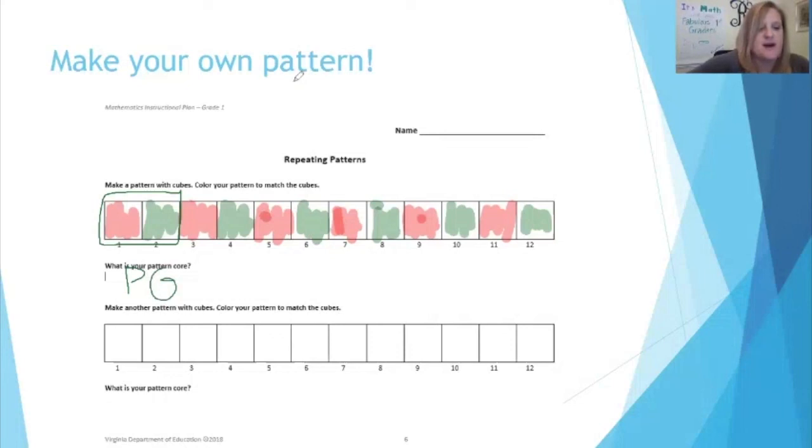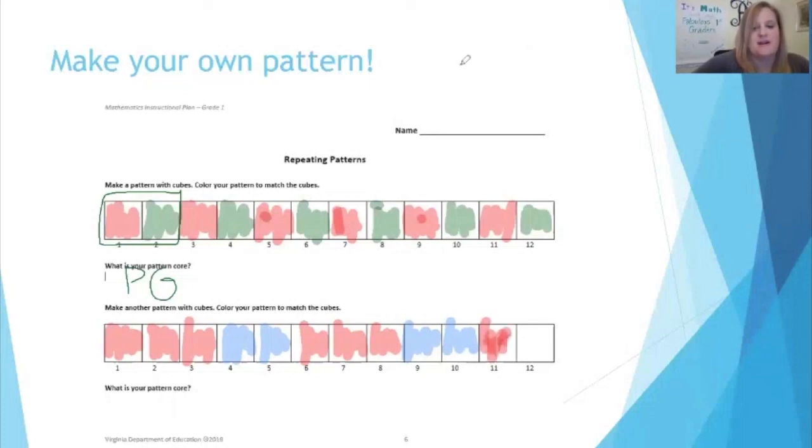This is another type of pattern that I made. I did pink, pink, pink, blue, blue, pink, pink, pink. What do you think comes next? Blue, blue. Pink, pink. Now I ran out, but if I wanted to extend it, what color would come next? You're right, I would have another pink.